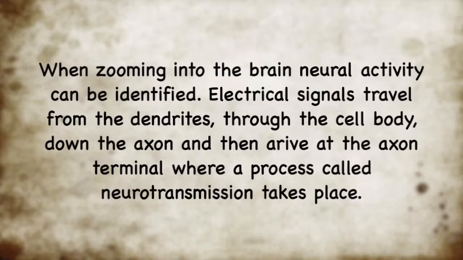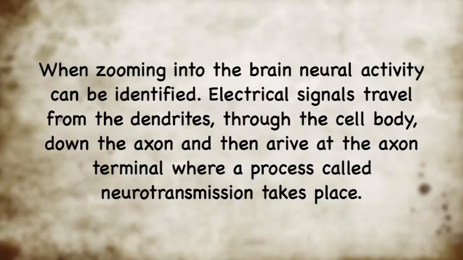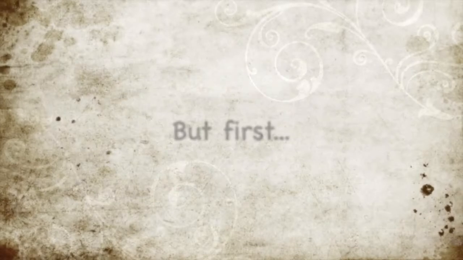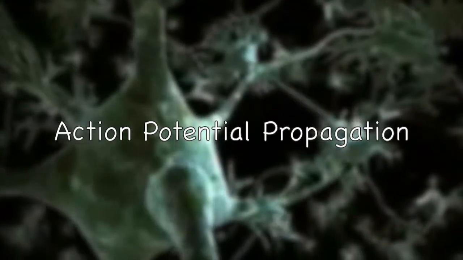When zooming into the brain, neural activity can be identified. Electrical signals travel from the dendrites through the cell body, down the axon, and then arrive at the axon terminal, where a process called neurotransmission takes place. But first, action potential propagation.